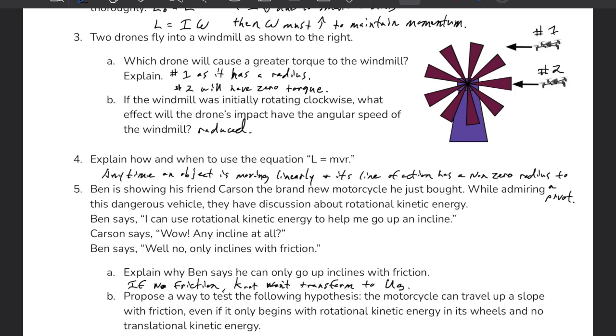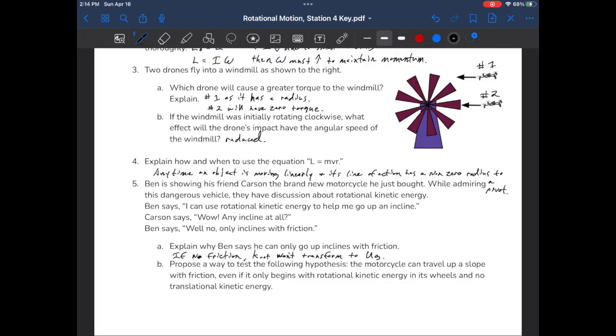Propose a way to test the following hypothesis: the motorcycle can travel up a slope with friction. Well, if you get the back wheel up off the ground and you have it spinning, the only energy you have is KROT. And then when you drop the back wheel, if it climbs up the hill, you're converting that KROT up to UG. If it doesn't climb the hill, you didn't convert the energy.